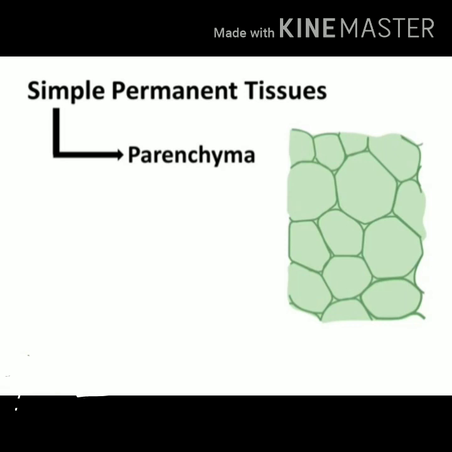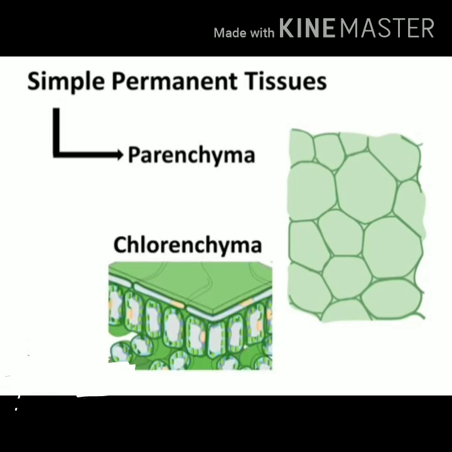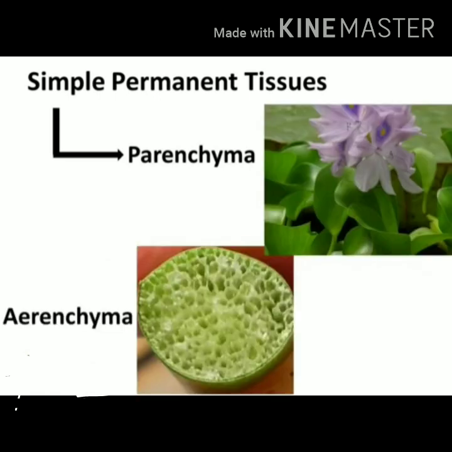But some parenchyma tissues store chlorophyll, so they can prepare food. This type of parenchyma tissue is called chlorenchyma. In aquatic plants, large air cavities are present in the parenchyma to give them buoyancy and to help them float. Such types of parenchyma tissues are called aerenchyma tissues.